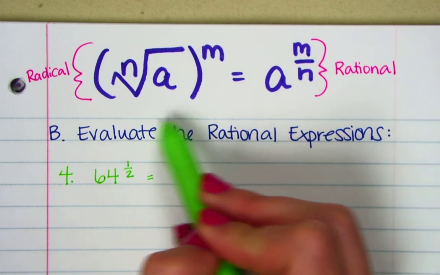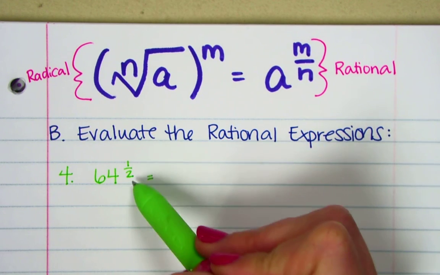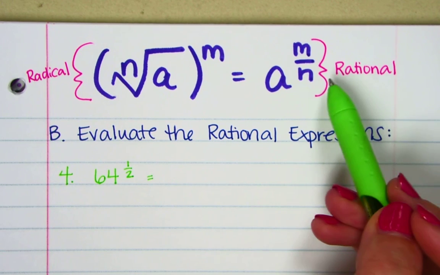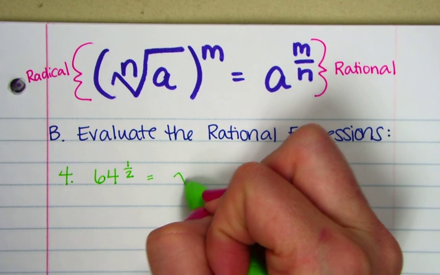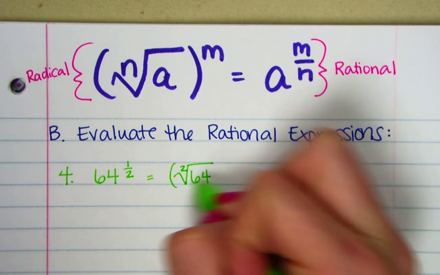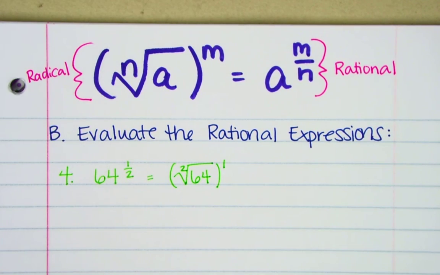Now we're going to write it in radical form. Which one's n? 1/2. The 2, right? The number on the bottom is the n. So 2, so it's going to be a square root. And a 1 exponent outside. Well, what is it if it's to the first power? What do you have to do with that? 1 over 1.